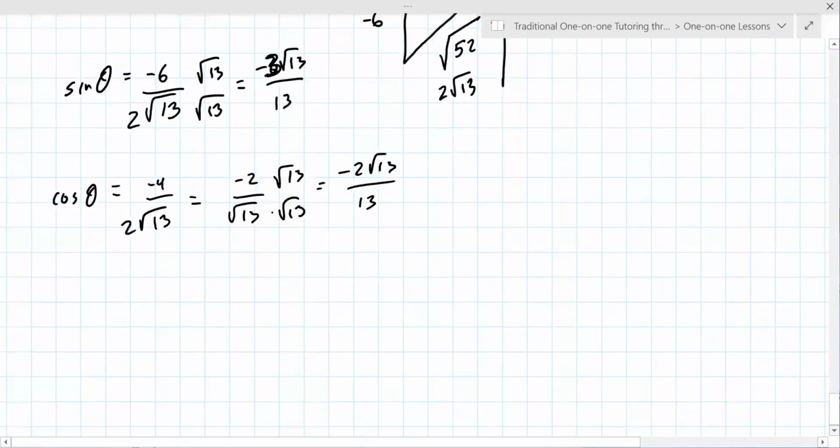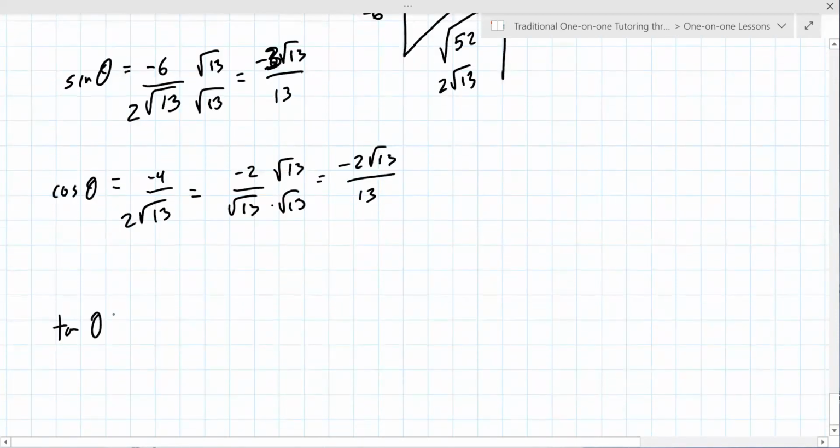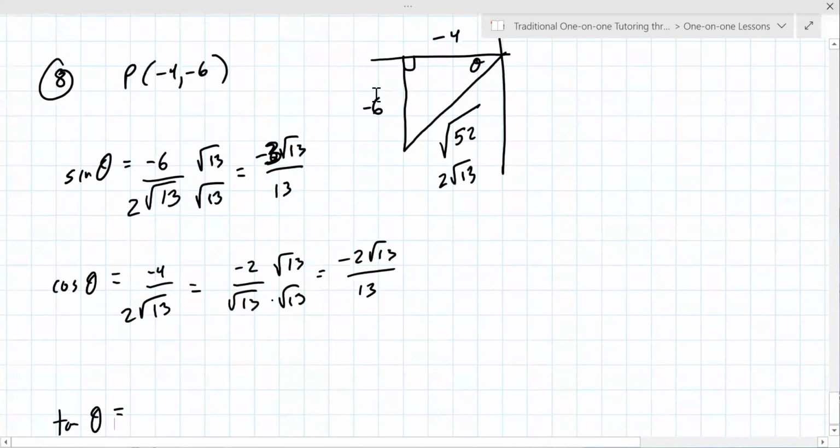All right, now the tangent of theta. This is where it's sine over cosine, but it's easier just to go back to the triangle. It's y over x. It's minus 6 over minus 4, which is 3/2.